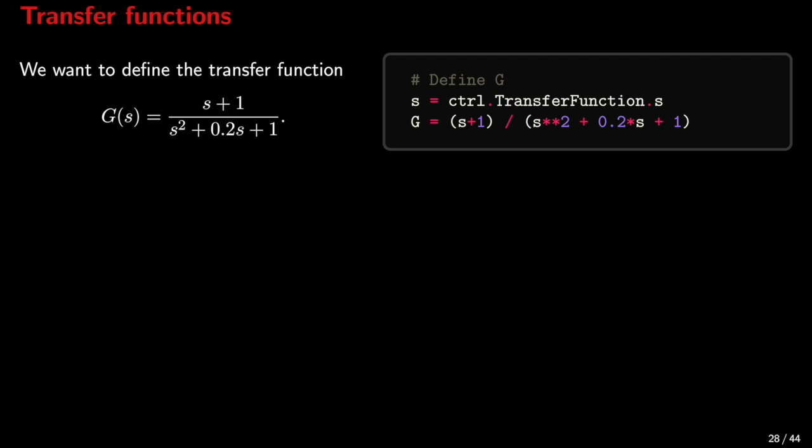We'll see how we can use the control module to simulate dynamical systems given their transfer function. So consider this transfer function. This has nothing to do with the inverted pendulum. It's just an arbitrary transfer function. In Python, we can represent this very easily. We first need to define the object s, and then we write g like this. This is a bit reminiscent of sympy, but neither s nor g have anything to do with sympy.